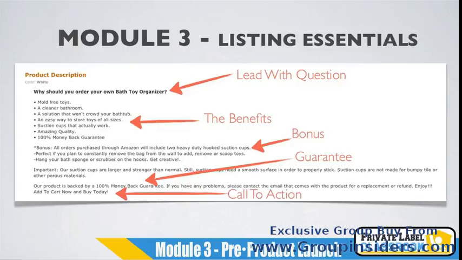And then the bonus here, I like that they added a bonus, okay? All orders purchased through Amazon will include 2 heavy-duty hooked suction cups. Perfect if you plan to constantly move or remove the bag from the wall to add, remove, or scoop toys. Hang your bath sponge or scrubber on the hooks. Get creative, right? So that's cool. And then guarantee, again, I love the guarantee. And then the call to action.